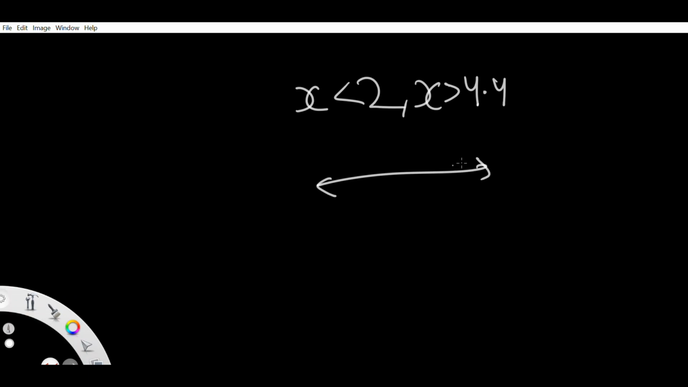So now that we have two inequalities, x less than 2 and x greater than negative 4.4, in a number line it would look like this: negative 4.4 over here, 2 over here, an open dot, then another open dot, and a line connecting them.